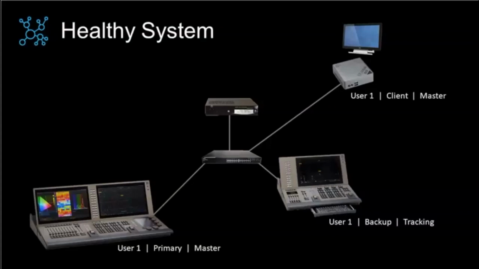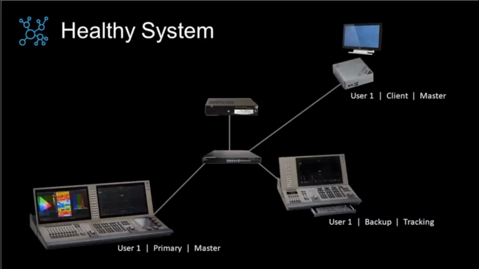So in a healthy system, in your network status bar, and I should have gone in and done all the right color coding because there's color codes for a lot of this stuff too. But in your network status bar, which is above your CIA, in a healthy system, you have a couple of indicators. You have user one. We'll talk about users in a second and what they mean. And on your primary, you have primary and master. And on your backup, you have backup and tracking, right?